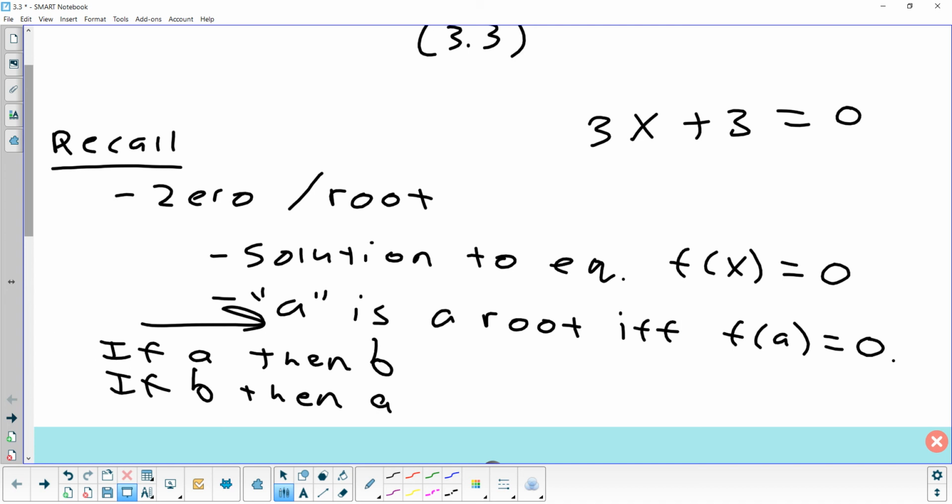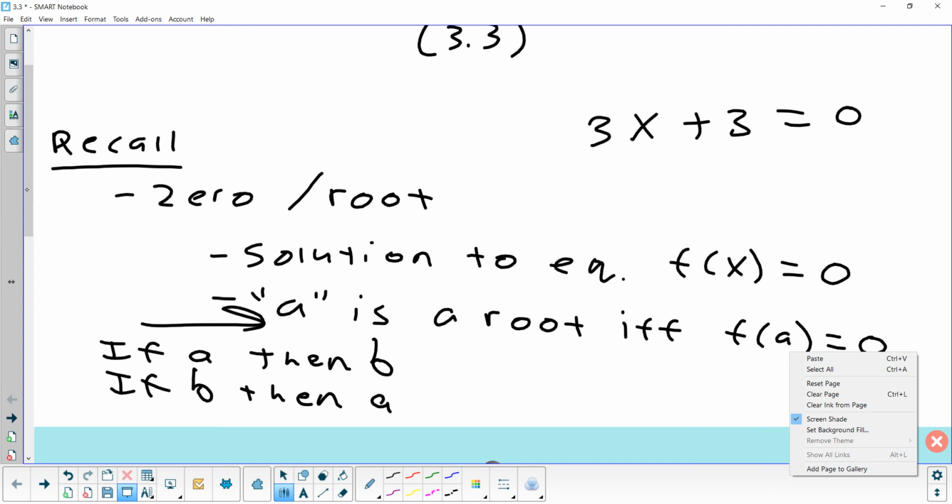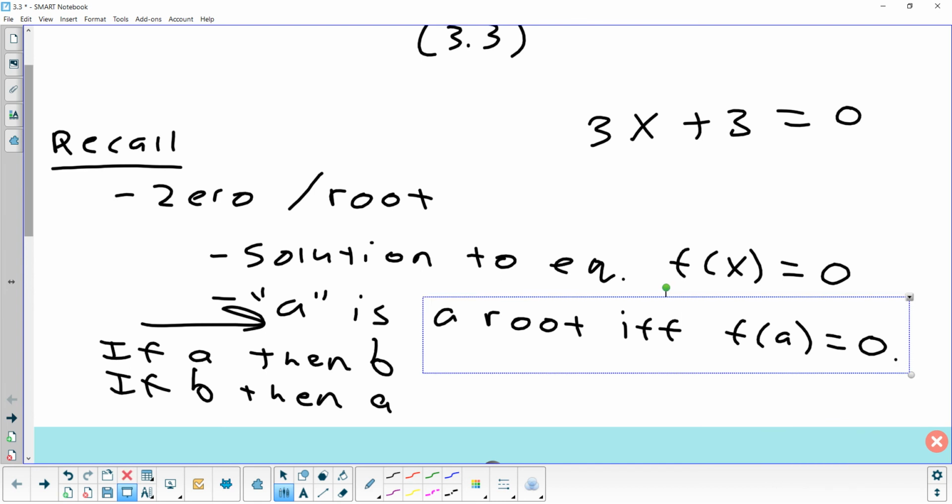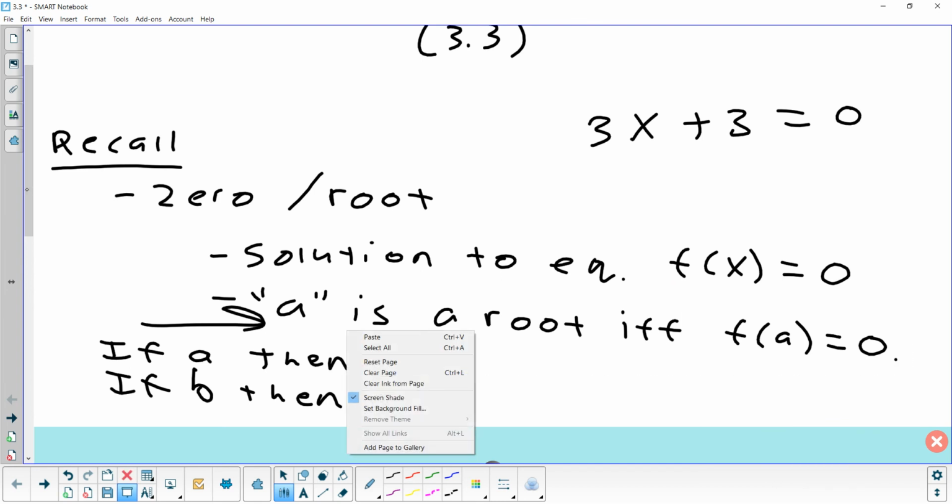Original and converse. So let me read this statement forward, show you how it's true, and then I'll read it backwards. The idea here is that if you have a number that's a root, then that means you can plug it into the equation and you will get 0. So if a number is a root, then you can plug it into the equation and get 0. Or you can say, if you have a number you can plug into the equation and get 0, then it is a root. So you can read it forward and you can read it backwards.